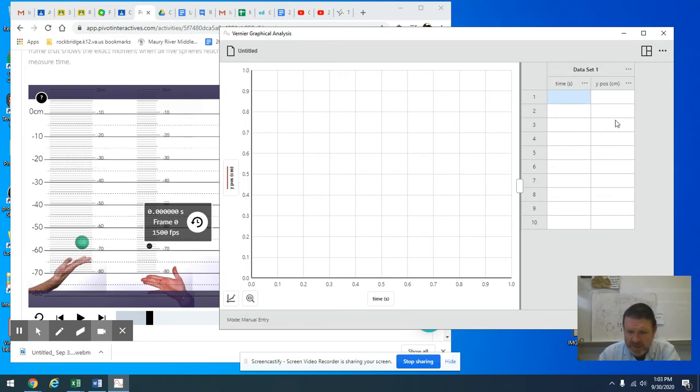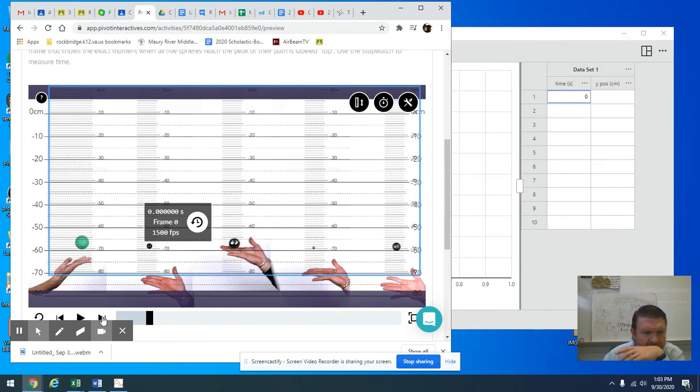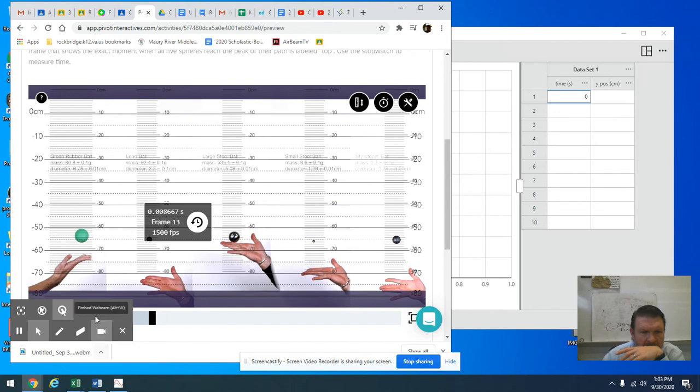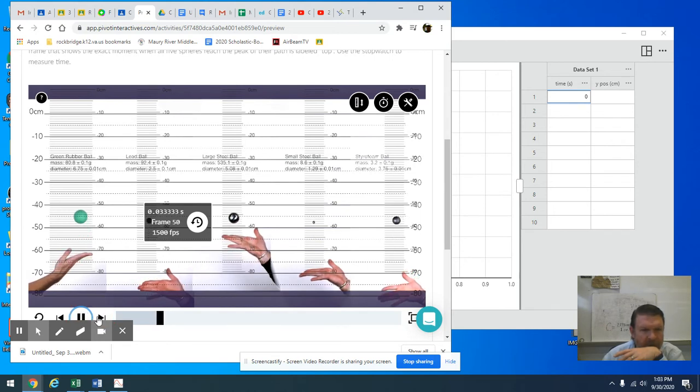And my first data point is going to be at time 0. Now I'm going to go over here back to this and advance 1 frame. And how many frames do I have? I don't want to go too overboard here with the number of data points that I have. So I just want to see how many frames there are. Maybe if I just do this.